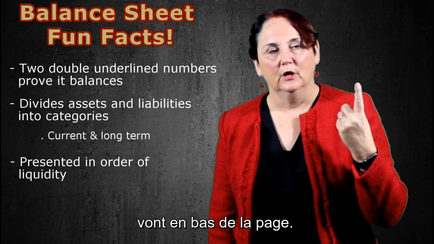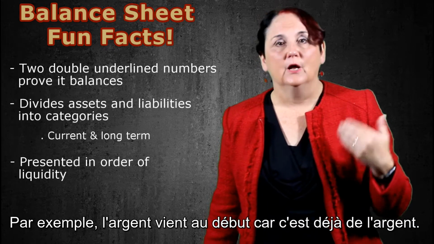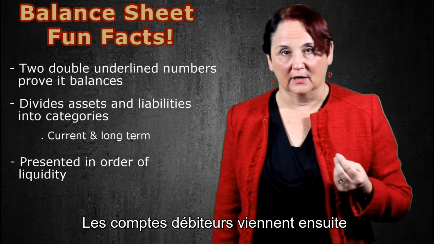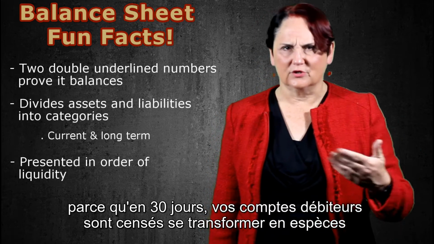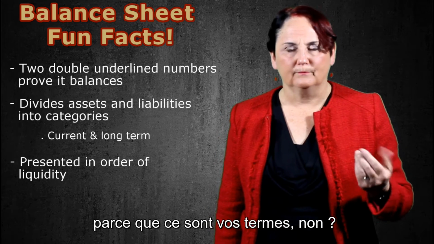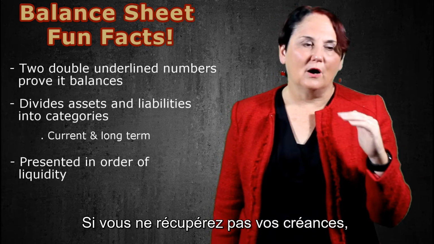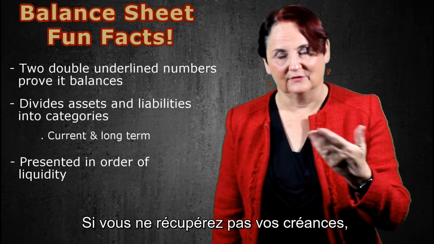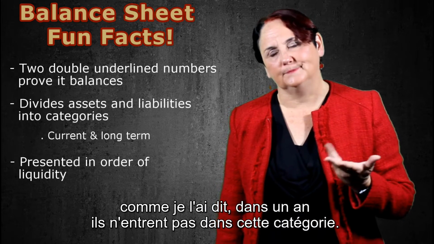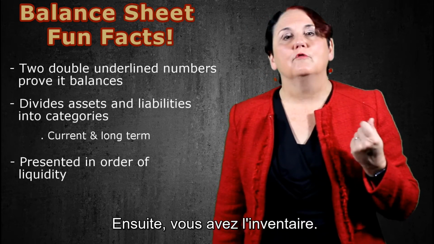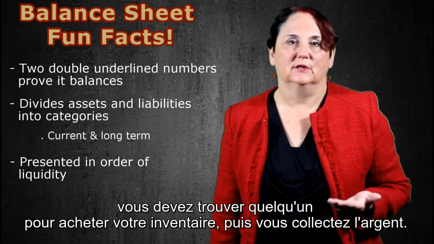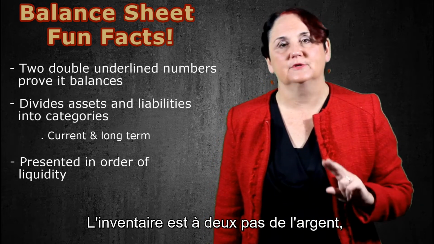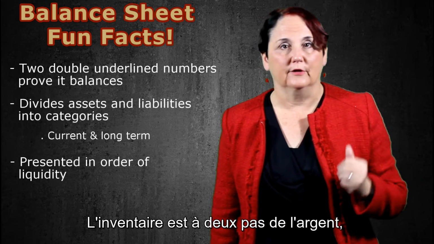So, an example, cash is first because it's already cash. Accounts receivable comes next because in 30 days your accounts receivable are all supposed to turn into cash because those are your terms, right? Pause for humor. If you are not collecting your receivables, as I've said, in a year, then they don't go in this category at all. And then you've got inventory. First of all, you have to find someone to buy your inventory, then you have to collect the money. So inventory is two steps away from being cash, so it's further down on the balance sheet.